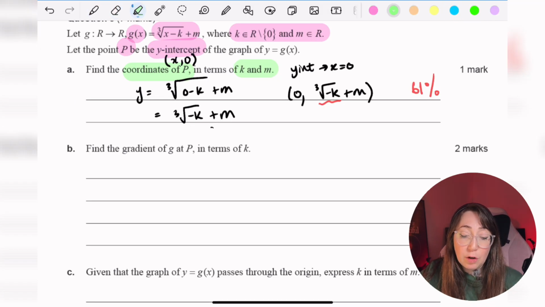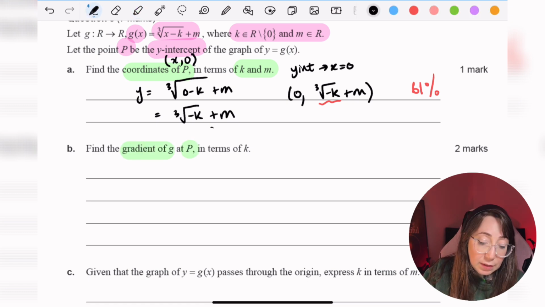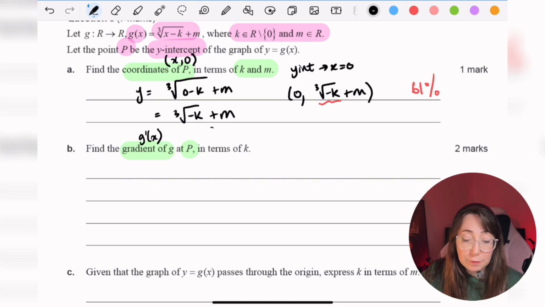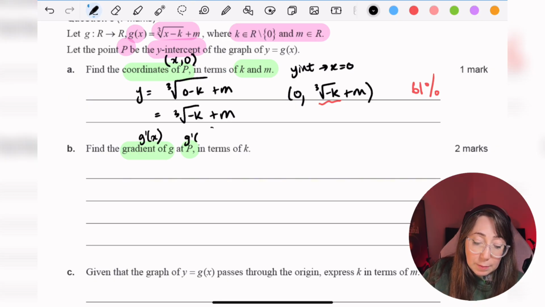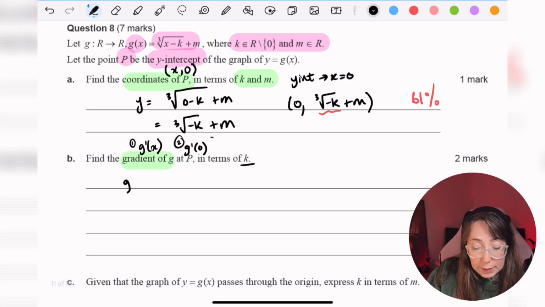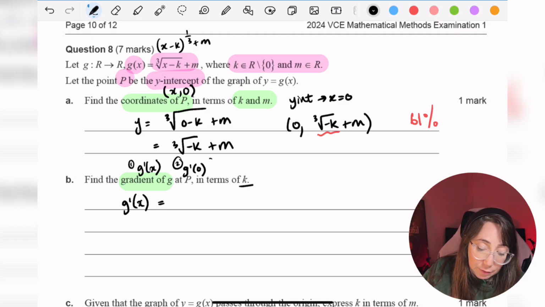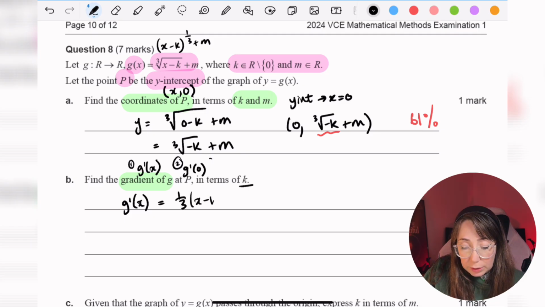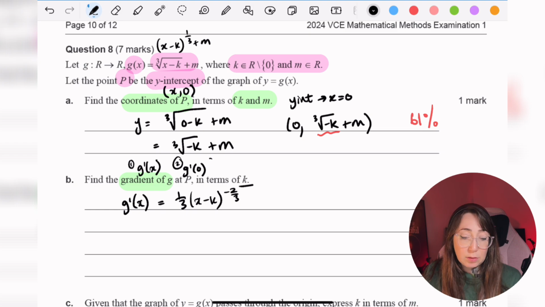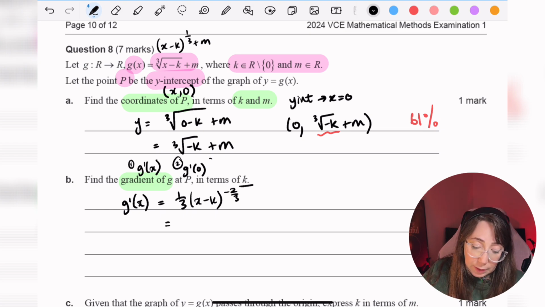Okay, part B says find the gradient of g at P in terms of k. So gradient of g at P. So the first thing is we need to find the gradient of g, that's g dash of x, and then at P, because that's the y-intercept, that'll be g dash of 0. So step 1, step 2. Okay, so I'm just going to start off by differentiating the function. Just to make it a little bit easier for myself, I'm just going to write it with a fractional power. So we will take the power out the front, that'll be 1/3 (x minus k), and subtract 1 from the power. Now because m is a constant, then that's going to go when I differentiate it. I'm just going to simplify it also by writing it like this, to the power of 2/3.